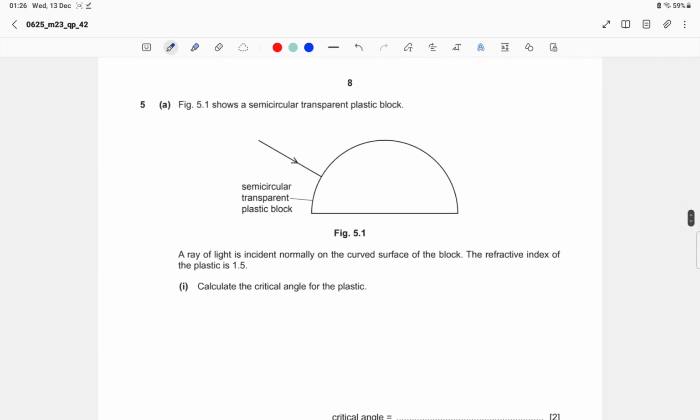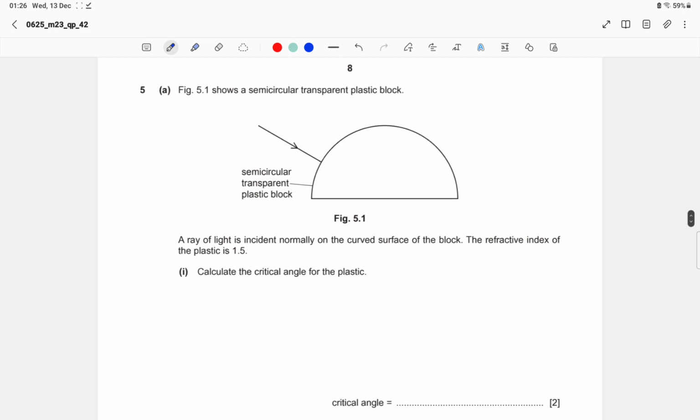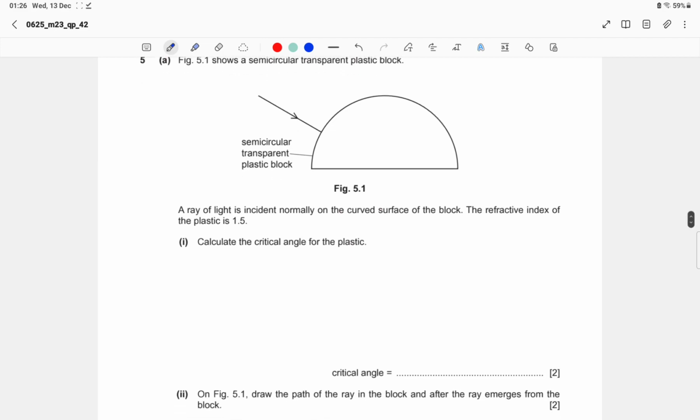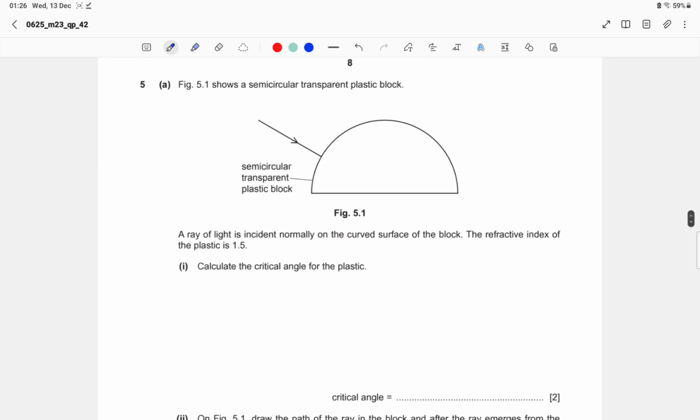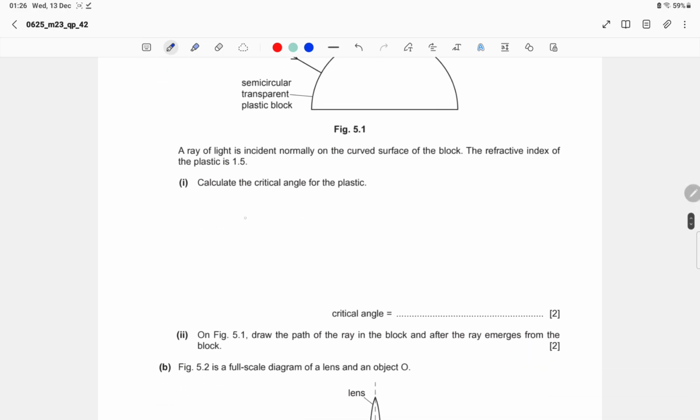The figure shows a semicircular transparent plastic block. A ray of light is incident normal onto the curved surface of the block. The refractive index is given. Calculate the critical angle. So sine c equals 1 over n. So c equals sine inverse of 1 over 1.5. This is going to be 41.8 degrees.